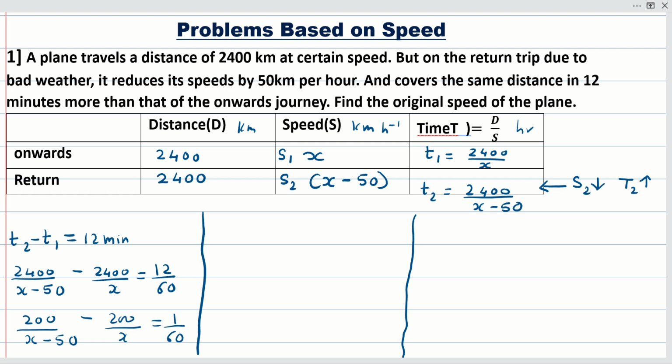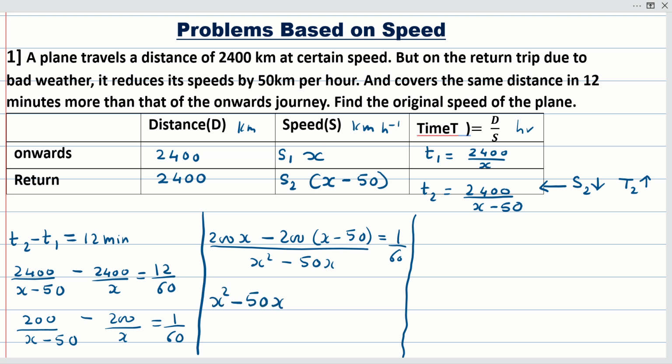Now let us complete this sum. So here, this will come to 200x minus 200 into x minus 50 is equal to 1 upon 60 of x square minus 50x. Let us complete the quadratic equation. The quadratic equation comes to x square minus 50x minus 600000, 6 and 5 zeros, is equal to 0.